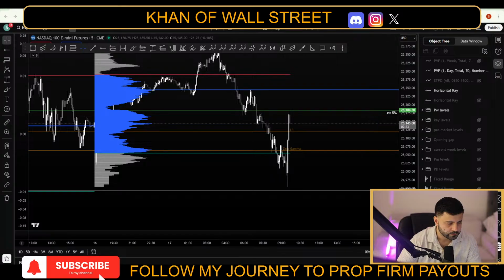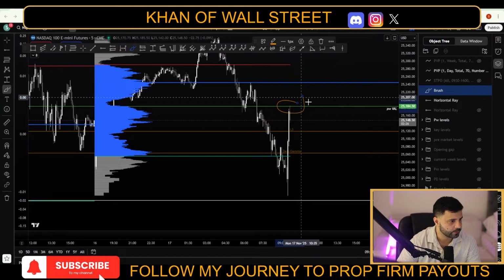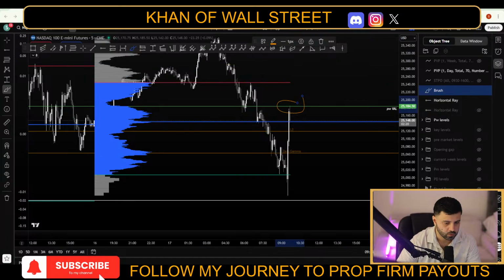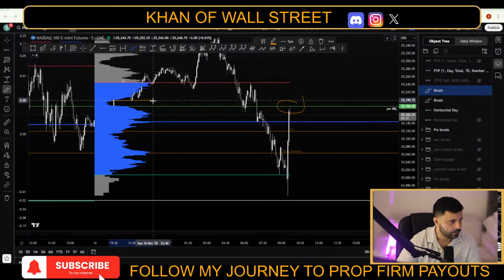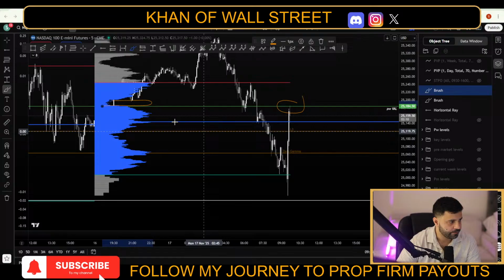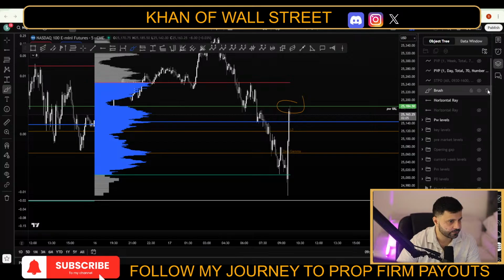Yeah, you see, the previous week value area low, you see how we're dropping off it. Look at that rejection. Look at that rejection, okay, dog? That's previous week value area low. That's also an LVN, right? So big level. LVN stands for low volume node.